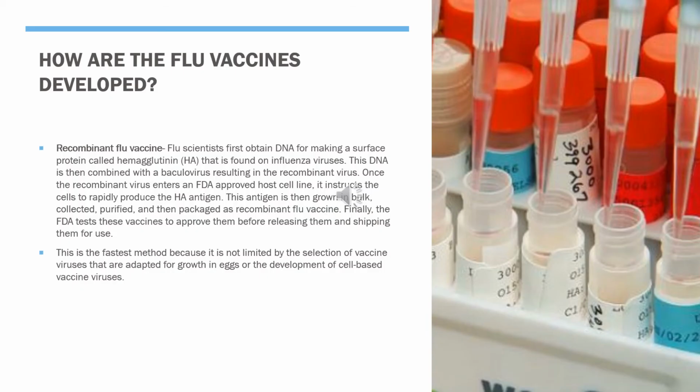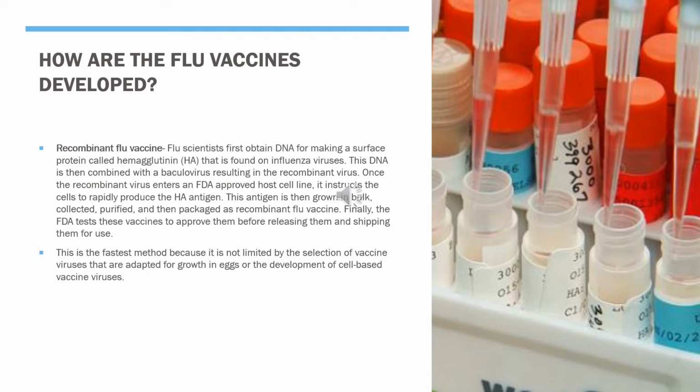The third method is the recombinant flu vaccine. This method does not require a CVV sample to produce. Instead, recombinant vaccines are created synthetically. To make this vaccine, flu scientists first obtained DNA for making a surface protein called hemagglutinin, or HA, that is found on influenza viruses. HA is an antigen that triggers the human immune system to create antibodies that specifically target the virus.